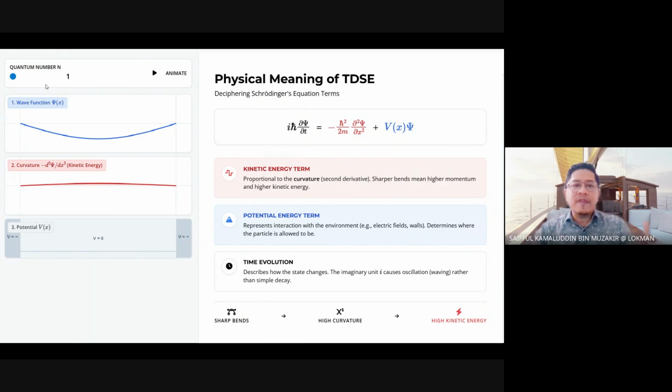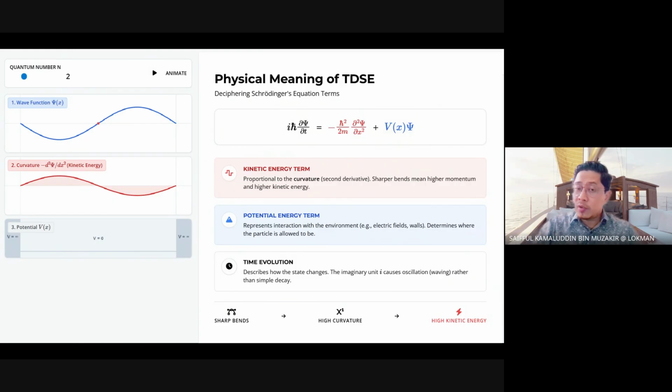So what happens if the electrons start to absorb energy from the sunlight? n equals 2 means that your electron has excited into the first excited state. It absorbs energy, but not that much. Therefore, you have one node over there, and you have a sinusoidal curvature, which is higher than that of n equals 1. It means your electron has absorbed higher energy.